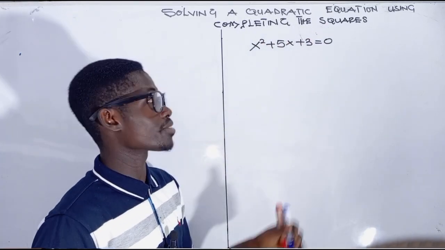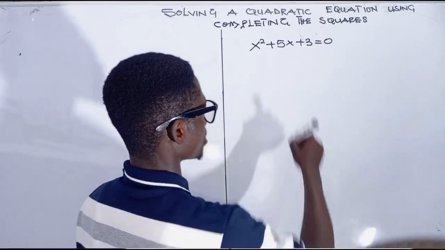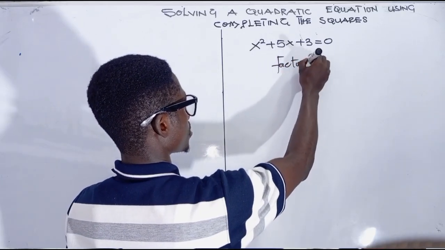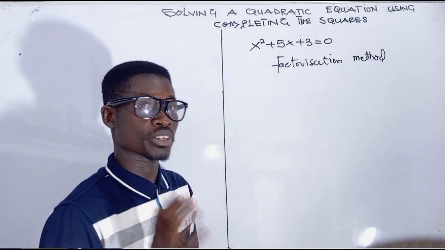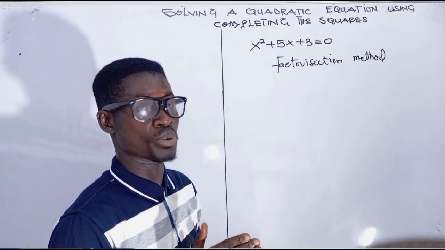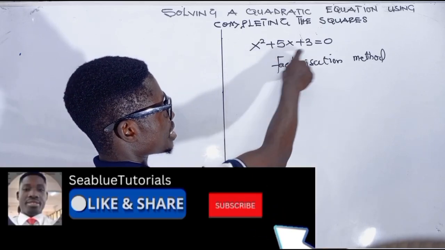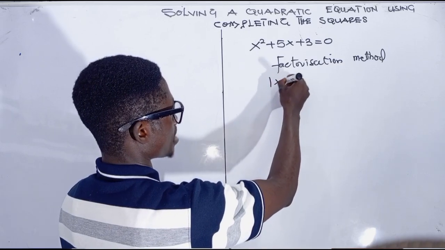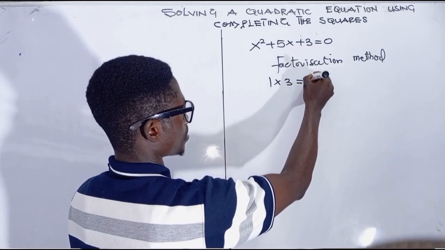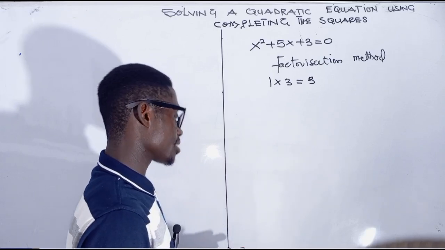So we want to solve this quadratic equation using the factorization approach. With the factorization approach, the first thing that we normally do is to multiply the coefficient of x squared by the constant. So we are going to have 1 multiplied by 3. That gives us 3.